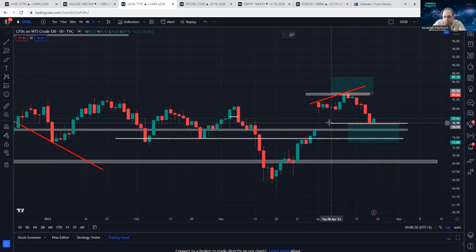76.70, stop loss around 77, 76.60 the TP1, 76.05 TP2, 75.30 TP3, and 74.17 TP4.